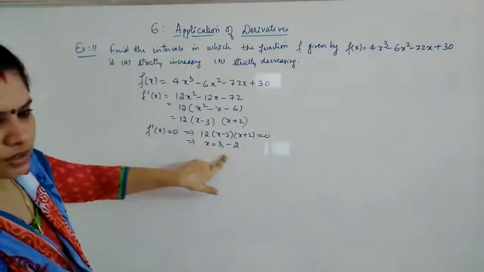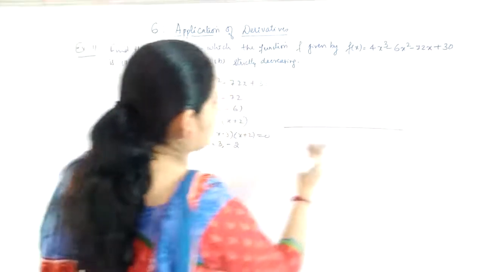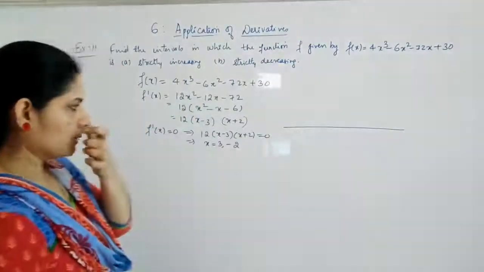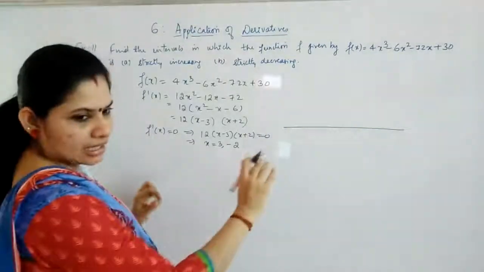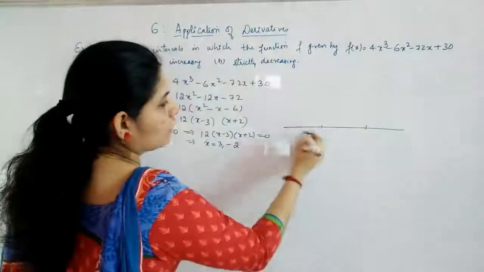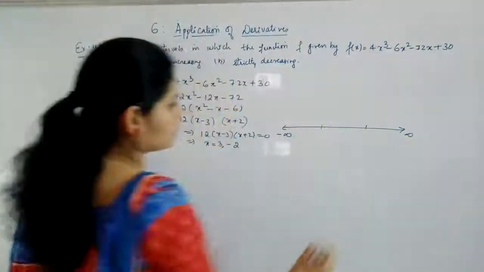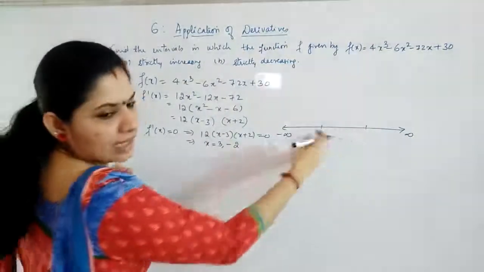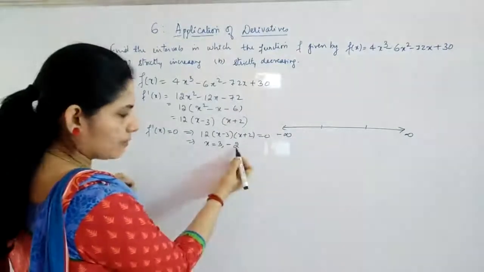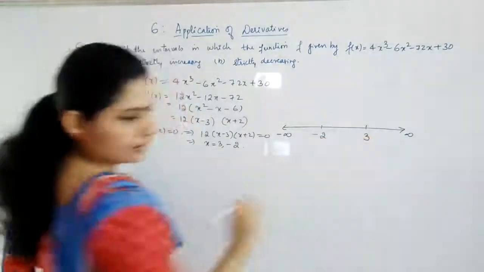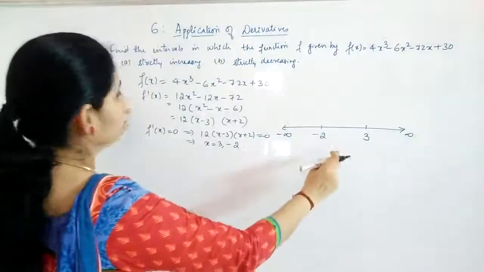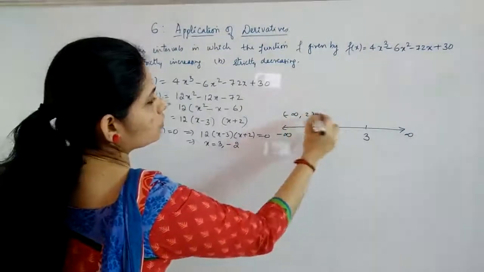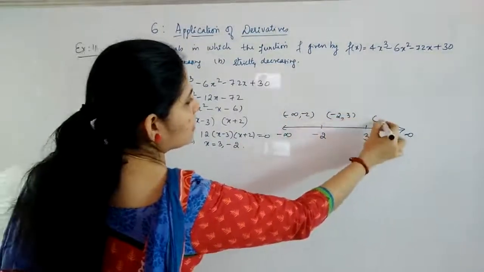Now when you get the values of x, you have to take the interval and break it into parts. Since you have got two values for x as critical points where the function's sign changes, you take minus infinity and plus infinity, and you have to write them in order, as on a number line. That is, first you will write minus 2 and then 3. Now the interval has been broken into 3 parts: minus infinity comma minus 2, minus 2 comma 3, and 3 comma infinity.